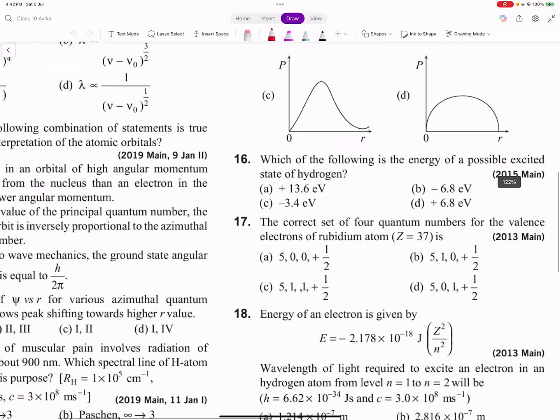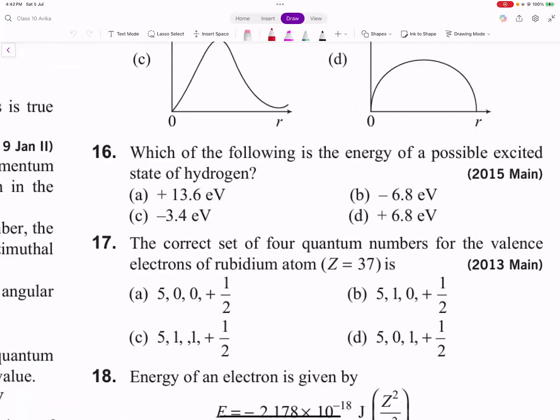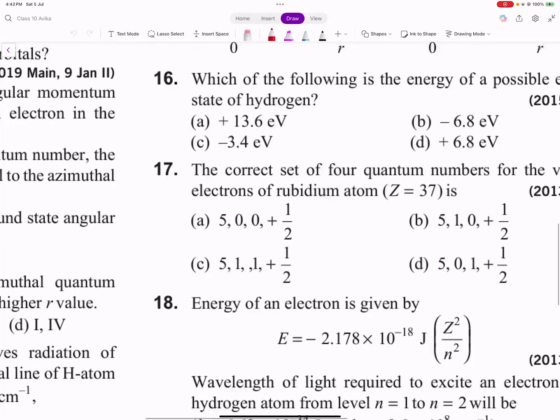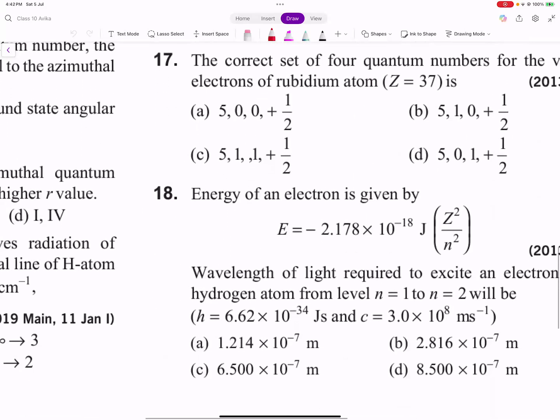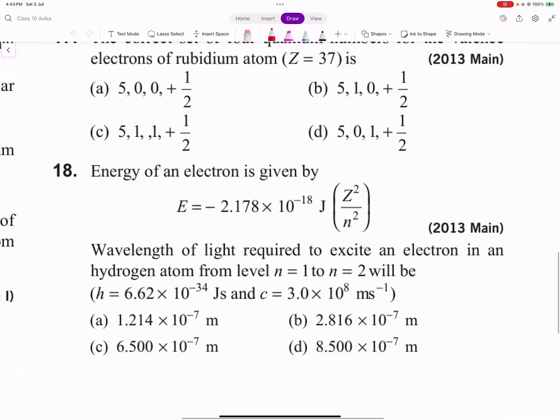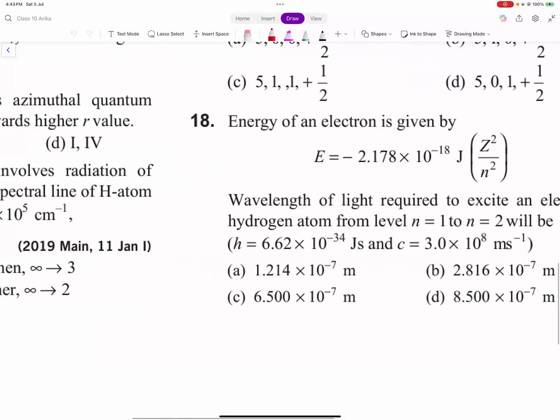Let's see 16th one. Same question. Right, almost. Light variation. Yeah, it's C, right? See. Okay. Now see. Yeah, first do this.